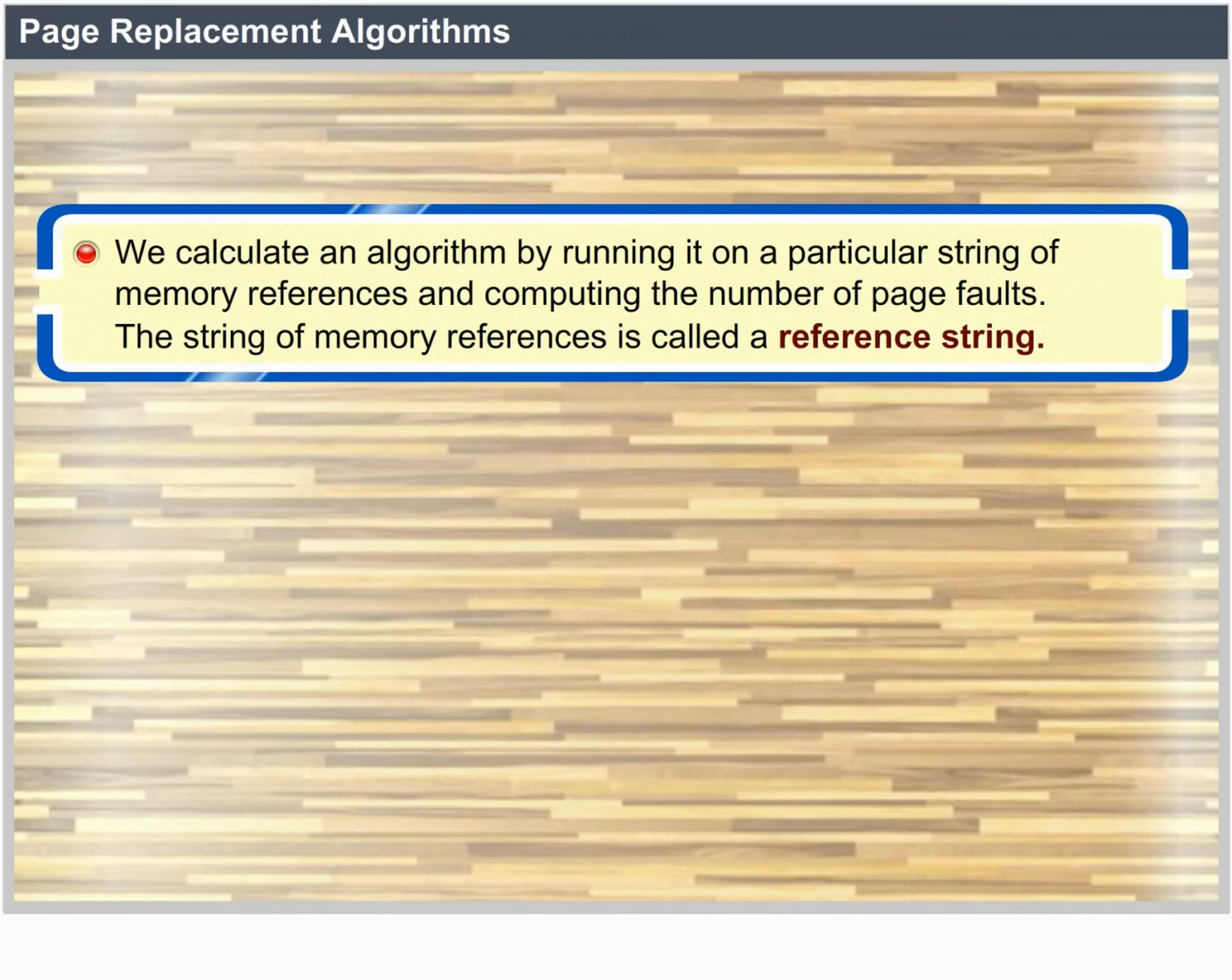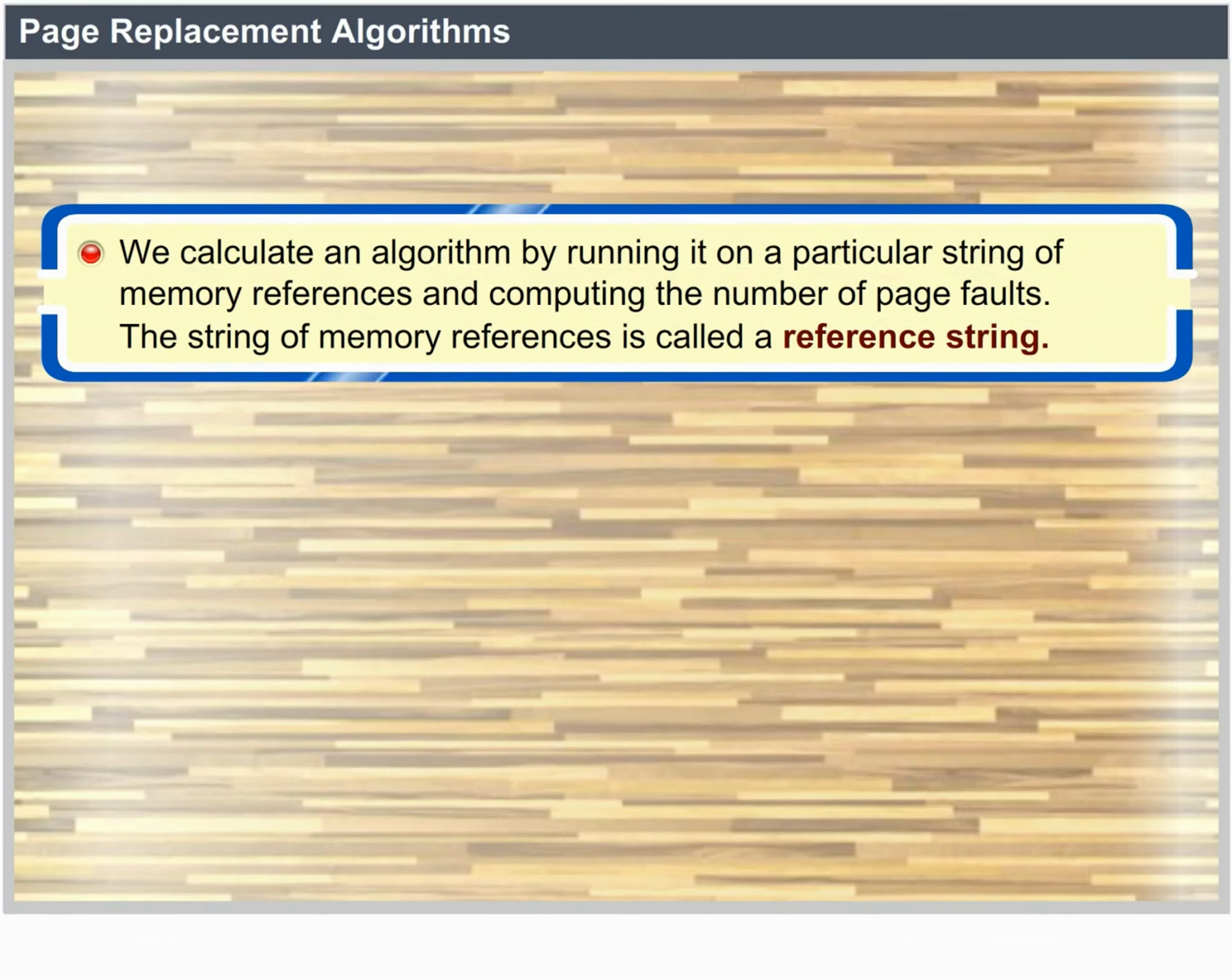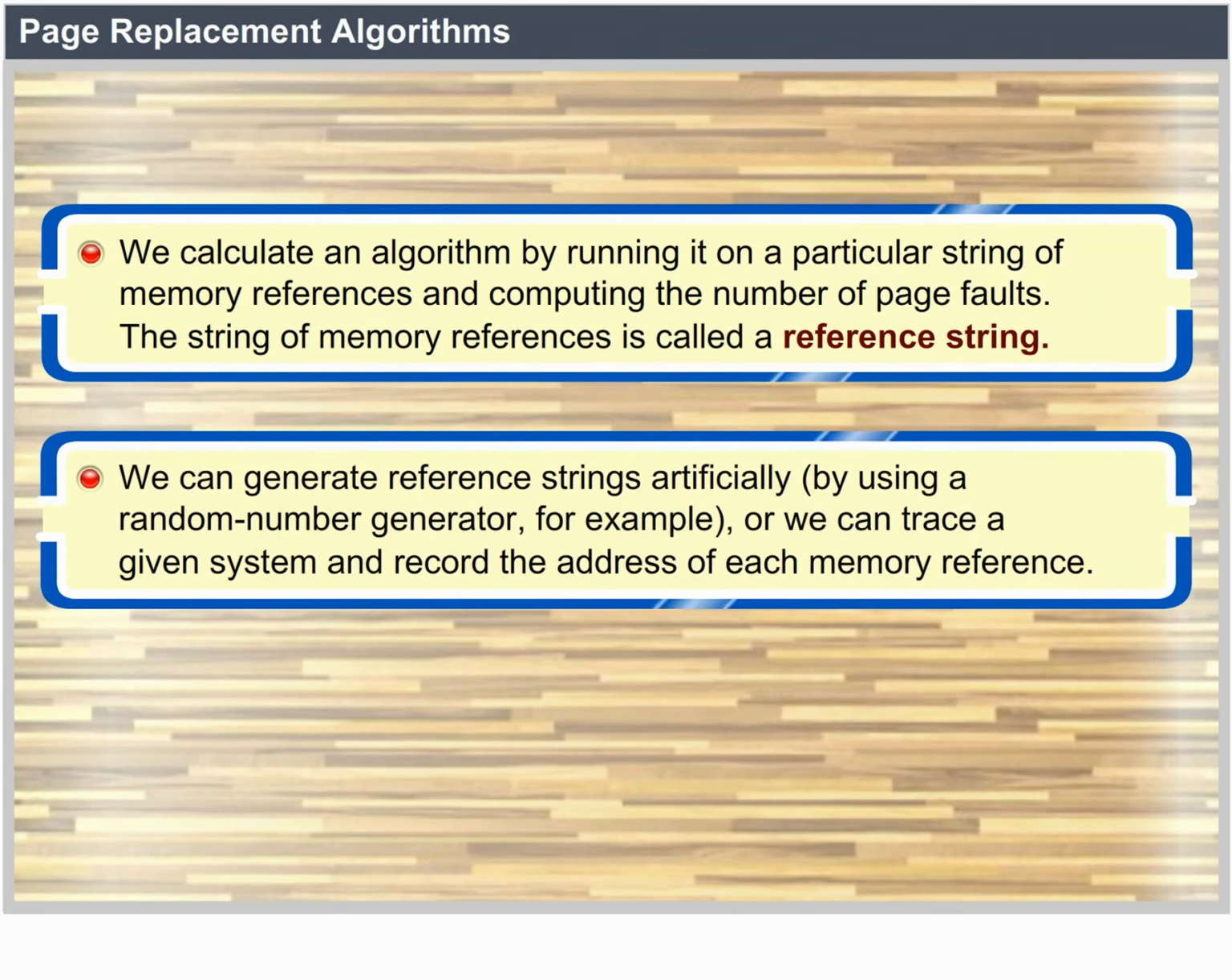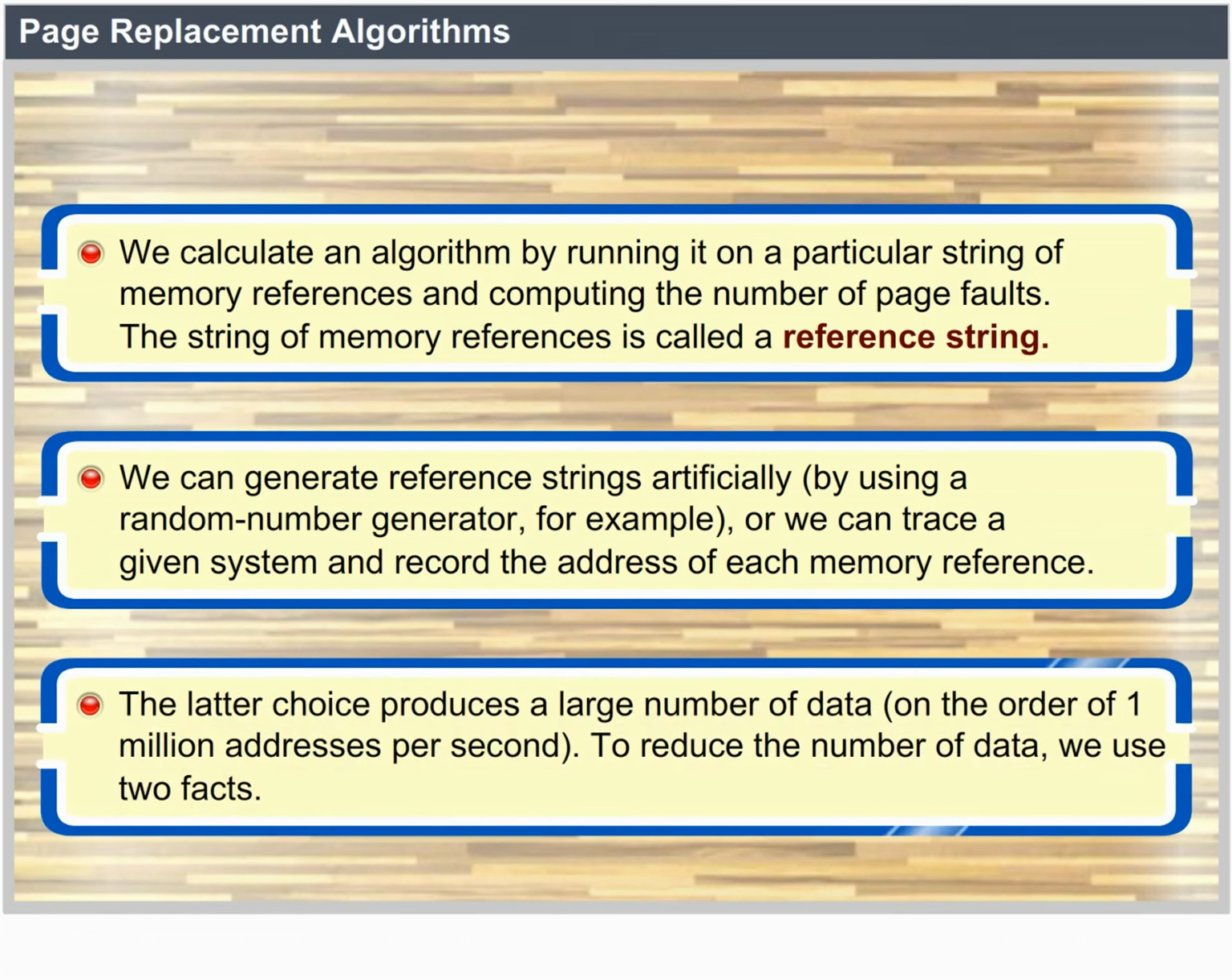We evaluate an algorithm by running it on a particular string of memory references and computing the number of page faults. The string of memory references is called a reference string. We can generate reference strings artificially by using a random number generator, for example, or we can trace a given system and record the address of each memory reference. The latter choice produces a large amount of data, on the order of 1 million addresses per second.